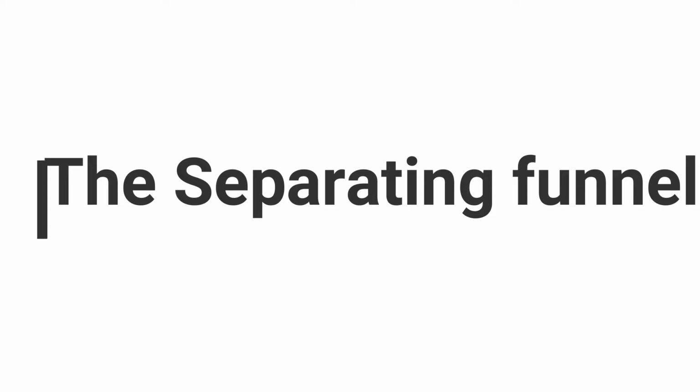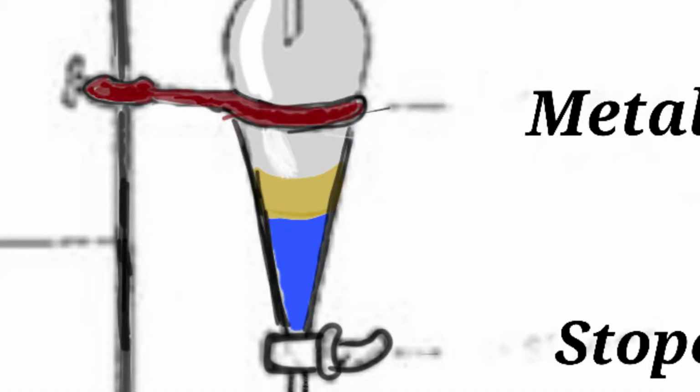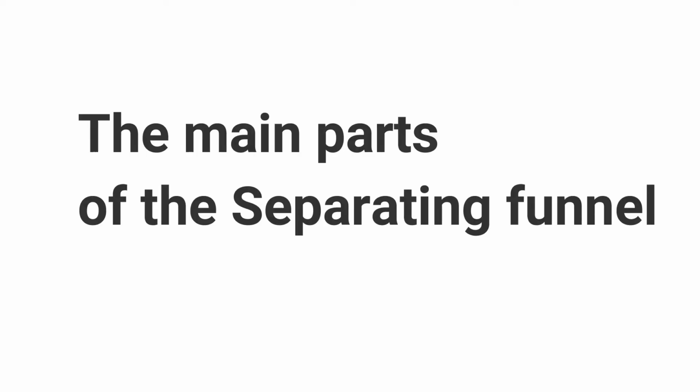Firstly, pour both liquids into the funnel, the first part of the separating funnel. For example, vegetable oil and water are both poured in through the funnel. Next, the liquids enter the body, one of the main parts of the separating funnel. The body is held by a stand and metal ring.